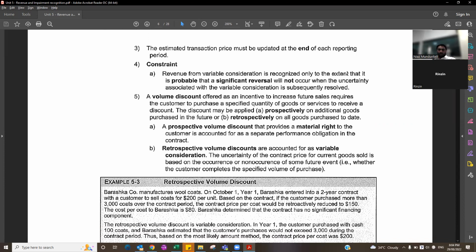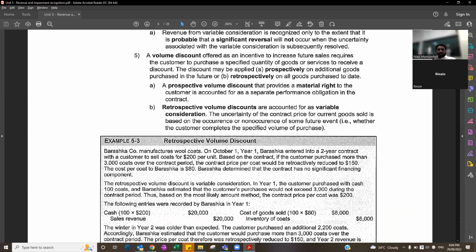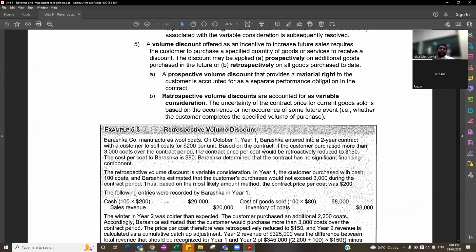Then comes the volume discount. A volume discount offered as an incentive to increase future sales requires the customer to purchase a specified quantity of goods or services to receive a discount. The discount may be applied prospectively on the additional goods purchased in the future or retrospectively on all goods purchased to date. Sometimes when you have a wholesale contract or you are a dealer for any product, you might see that in a particular year, if you purchase 5,000 quantity, you will get 10% discount. If you cross 5,000 quantities, you will get 20% discount.